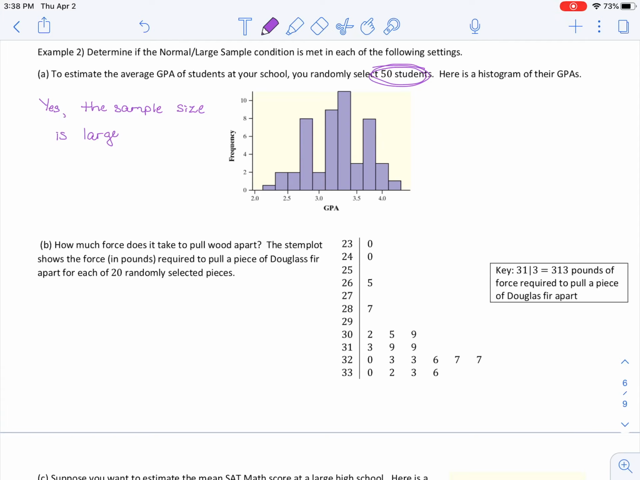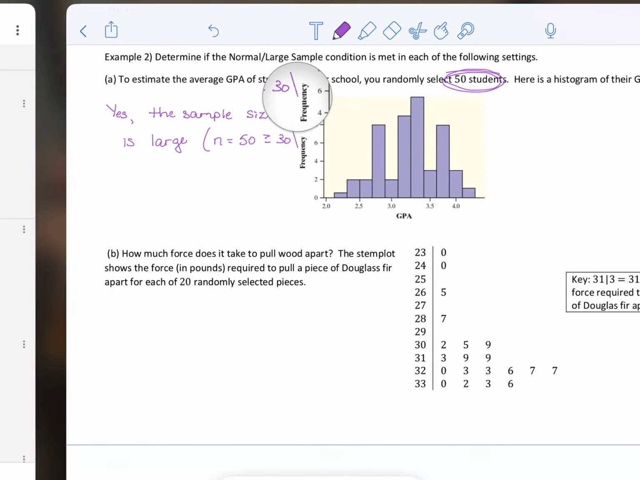This, in addition to saying that it's from a normally distributed population, I'd say are the two easiest ways to meet this condition. I'm also going to quantify what I mean: my sample size of 50 is at least 30. So I'm not going to do anything else here. I'm just checking that condition, but I have met it.